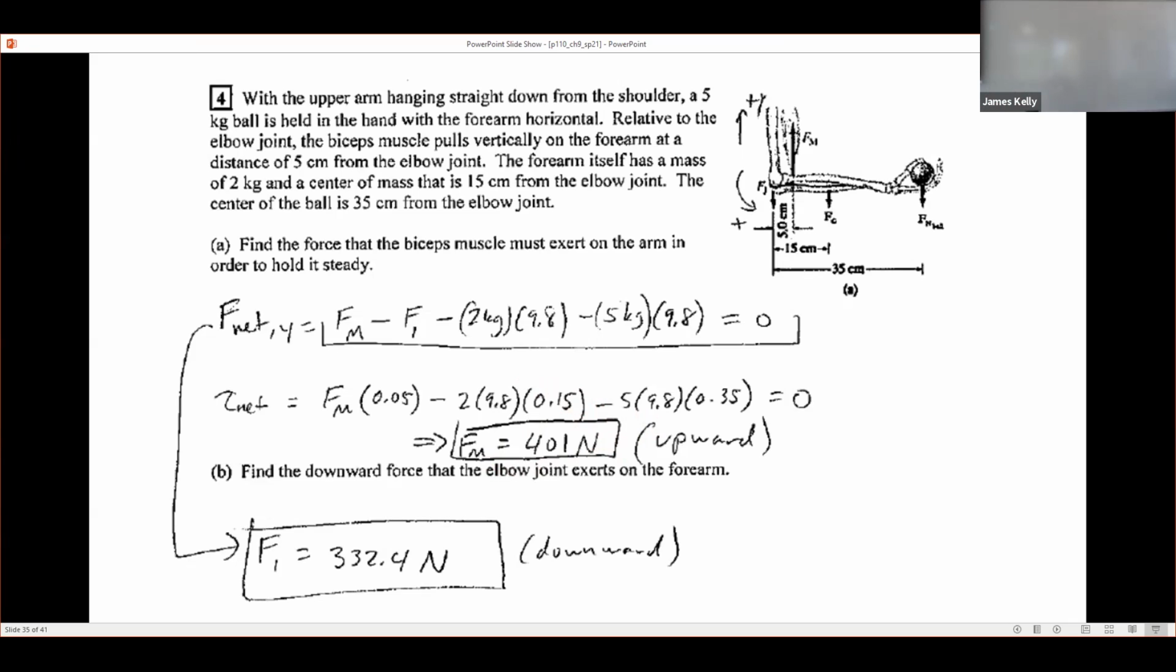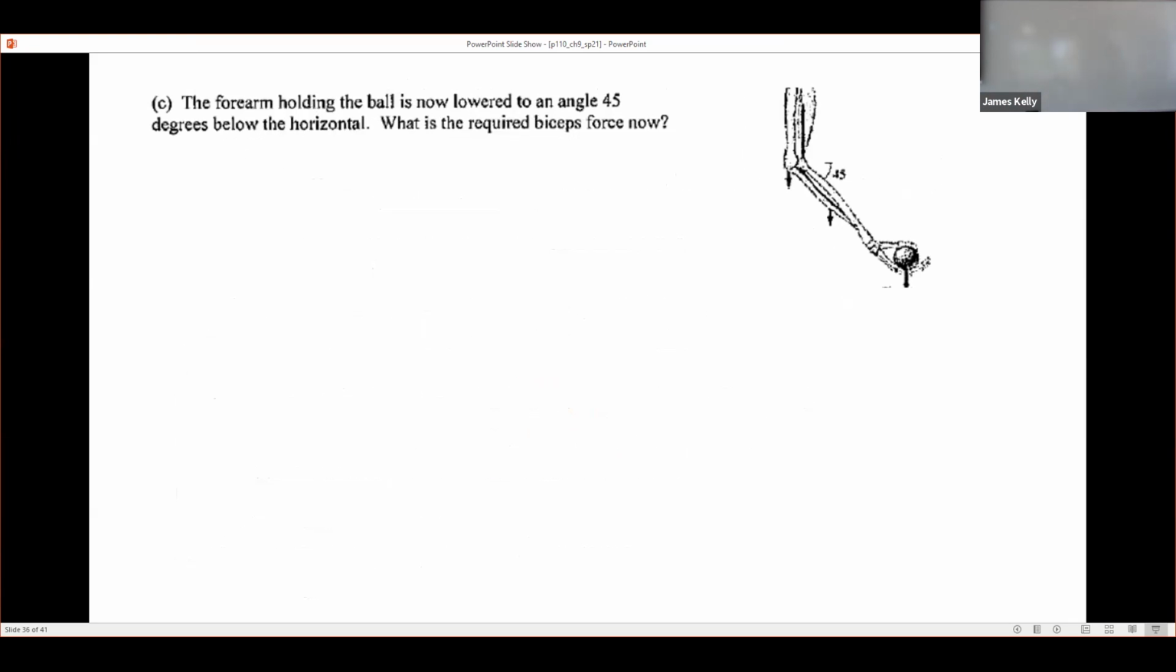It's probably even easier than the last couple. I think the diving board problem seems a little bit more confusing than this one. This is the last part, where it asks you to consider, suppose the forearm, same kind of model, same distances along the direction of the forearm, is dipped down at 45 degrees. How does the biceps force change in this configuration?